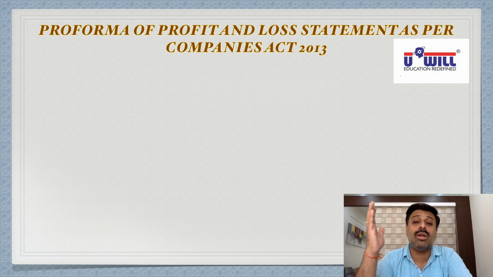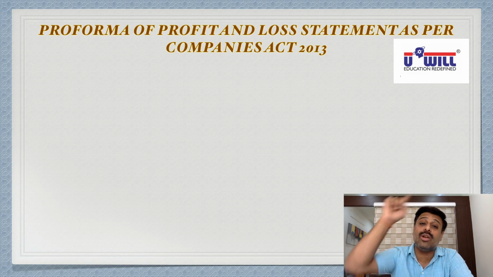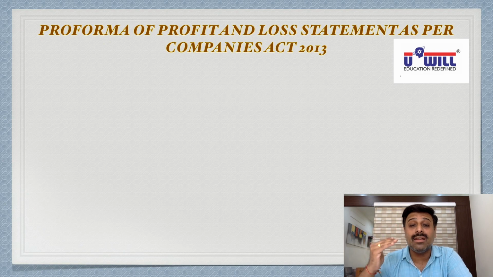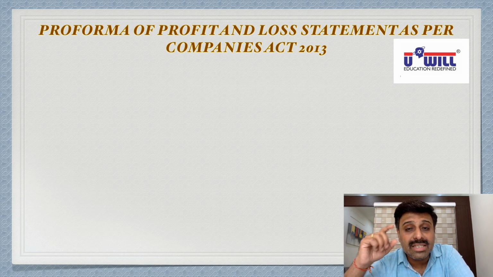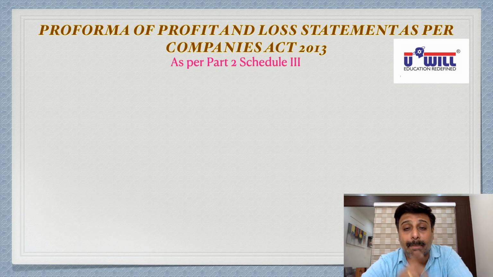There we used to make the columns of basis of allocation, total, pre-incorporation, post-incorporation period. Here you just have to make note number and amount, that's it. And if you remember, we used to make the notes also. Revenue from operations, finance cost, other expenses, administration, selling, miscellaneous. Do you all recollect this? Same format. It is as per part 2 of schedule 3.